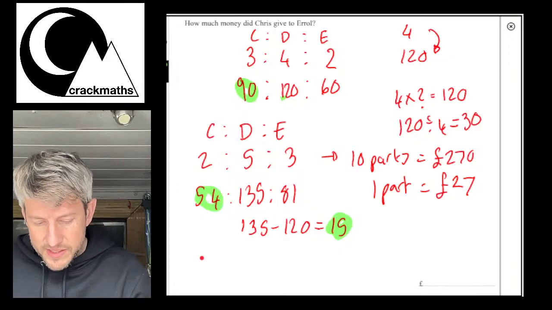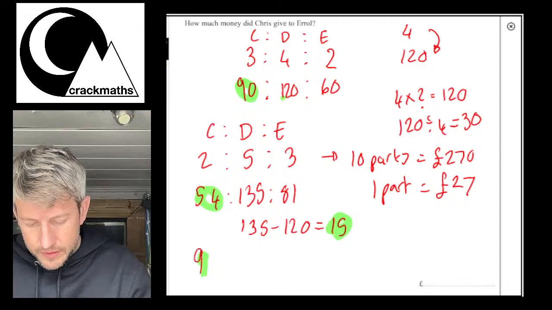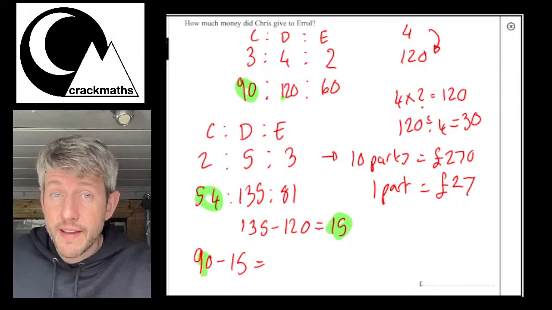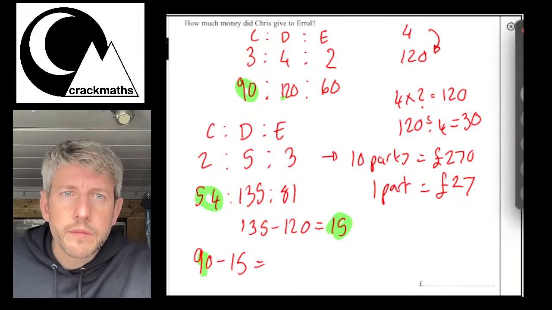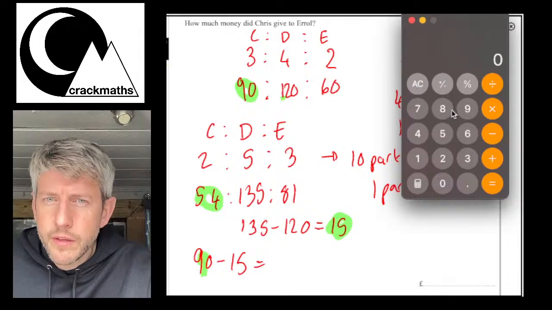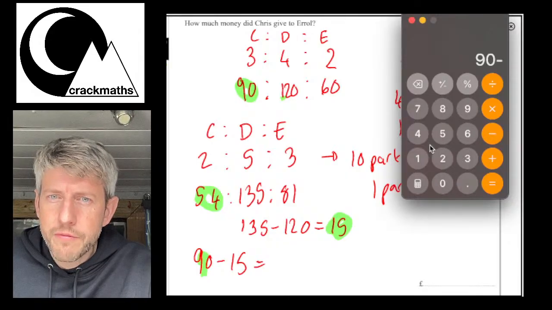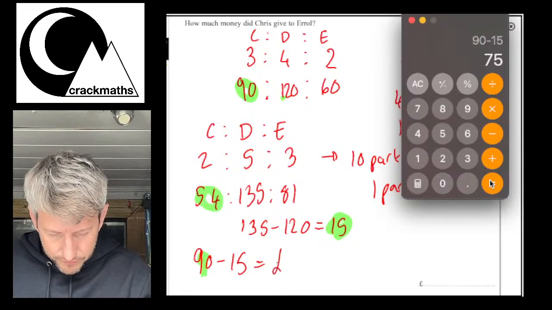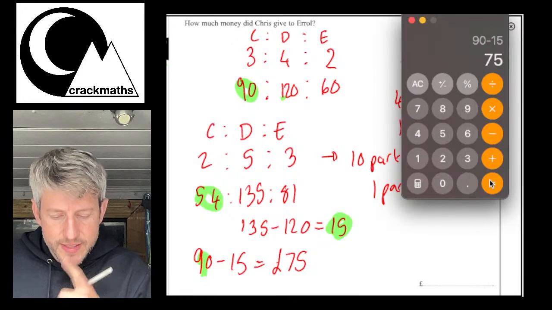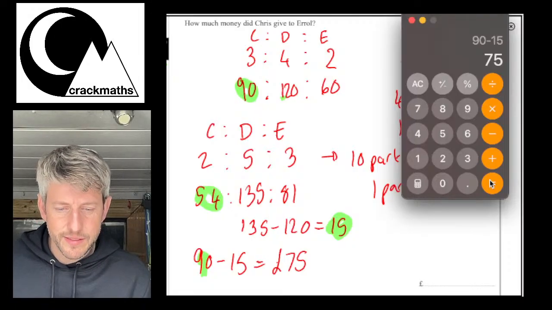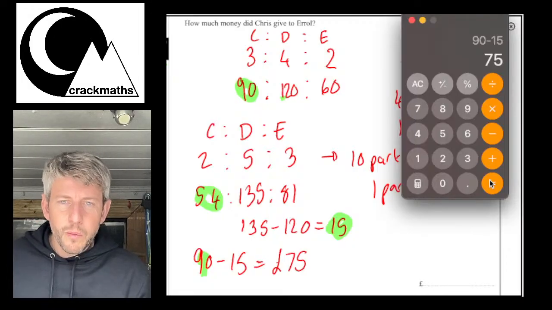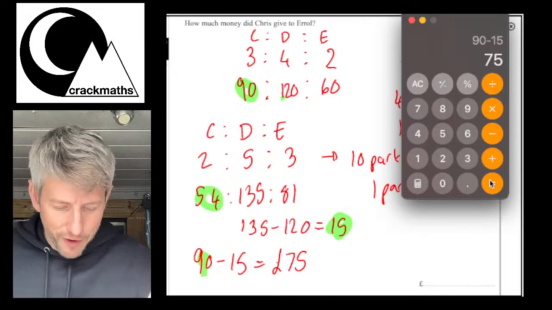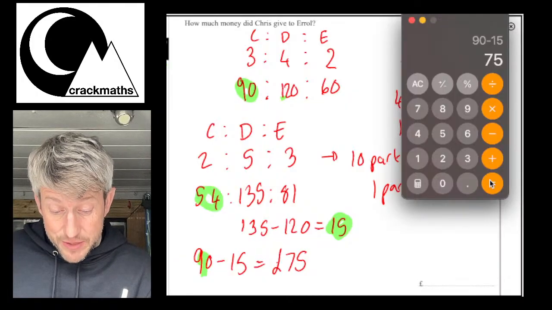£15. So let's do 90 take away 15, and that'll tell us how much money Chris had after he gave some money to Debbie. 90 take away 15 equals £75. Oh, one second. I could have done this a much easier way. Right, fine. Anyway, after giving money to Debbie, Chris had £75.